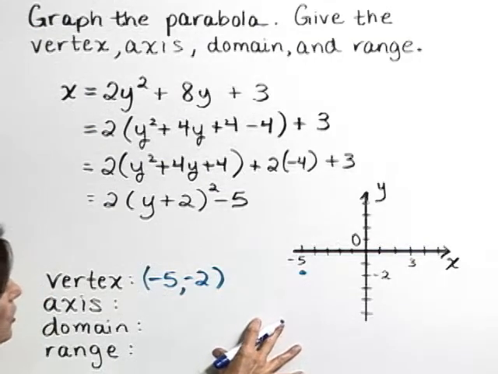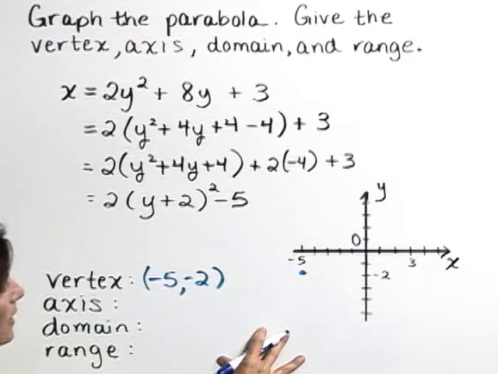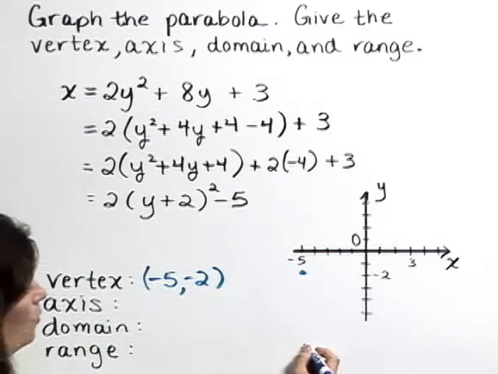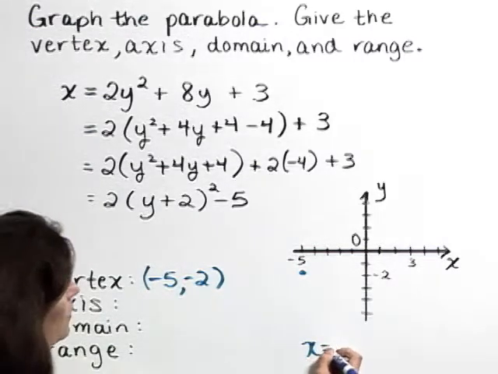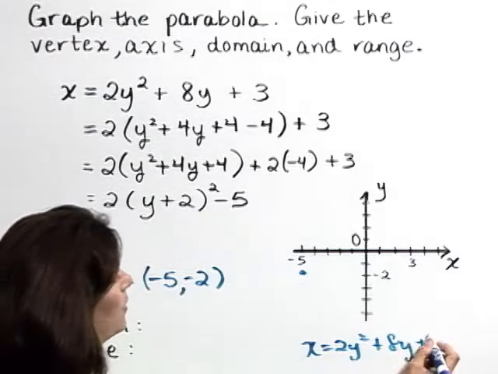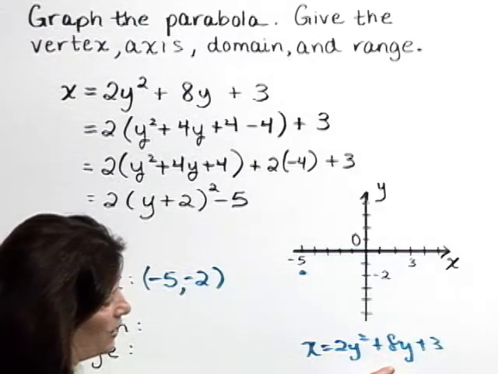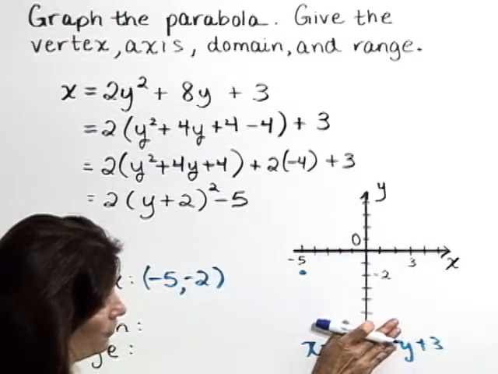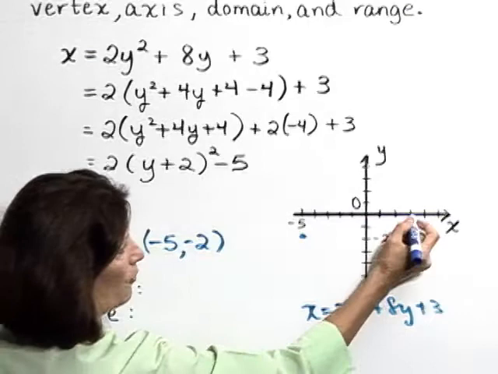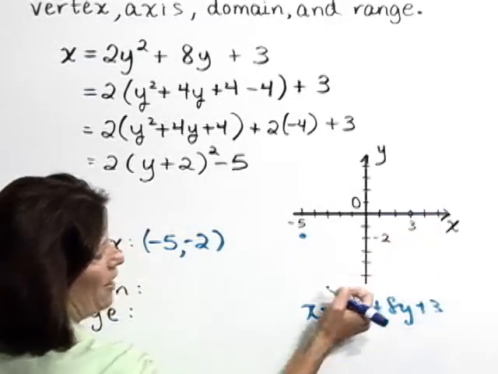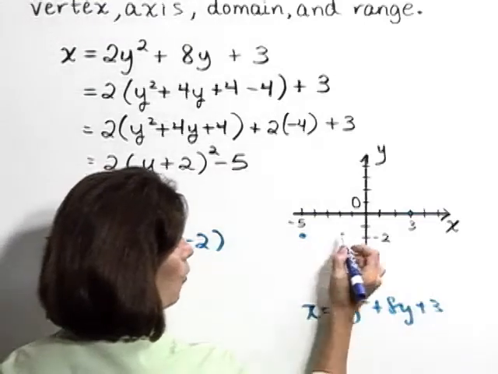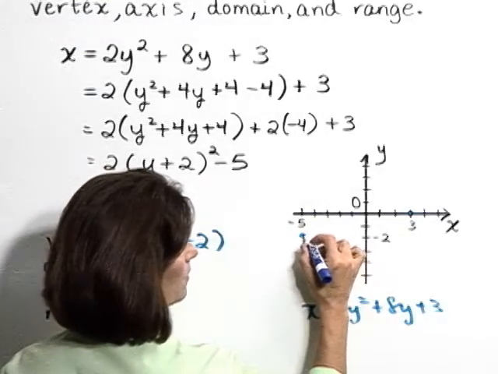So in our equation for our parabola, I'm going to let y equal 0. Watch this. So in x equal 2y squared plus 8y plus 3, if y is equal to 0, those terms disappear, don't they, and give us x equal 3. So this parabola also goes through the point at 3, 0. That helps us determine how wide or narrow it is.